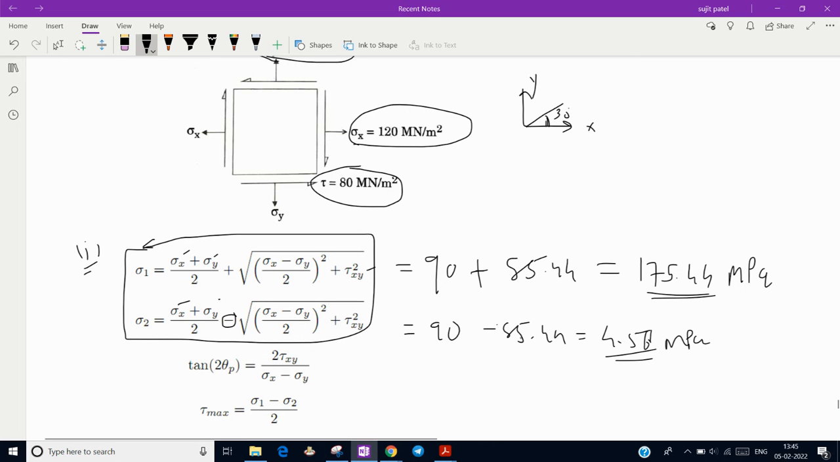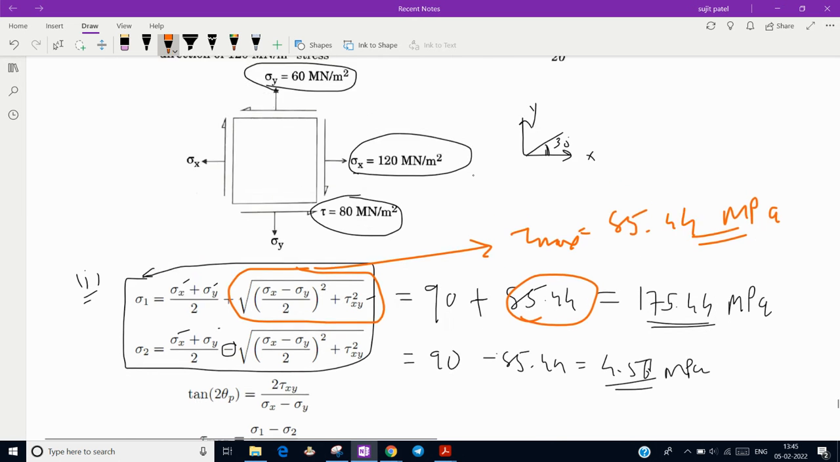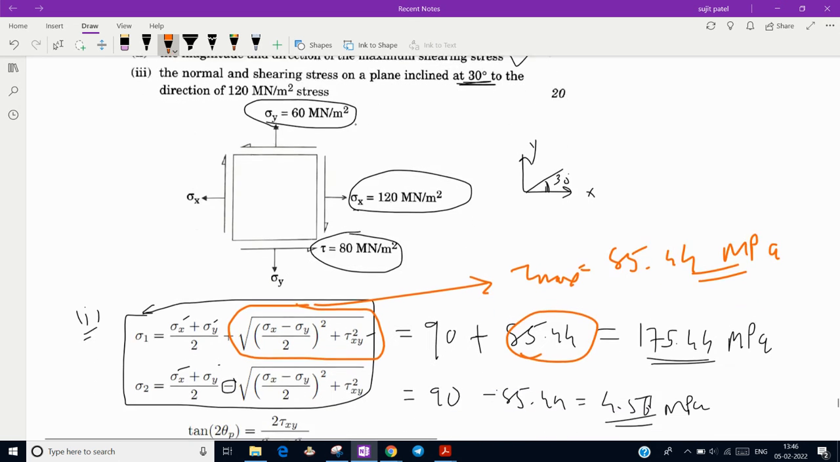Now whenever we have to find the maximum shear stress, let me tell you, this square root term itself is the maximum shear stress. So its value that we have just found is 85.44 megapascal, it's the maximum shear stress value. Now we have to find the location.